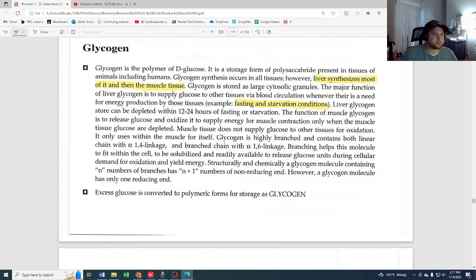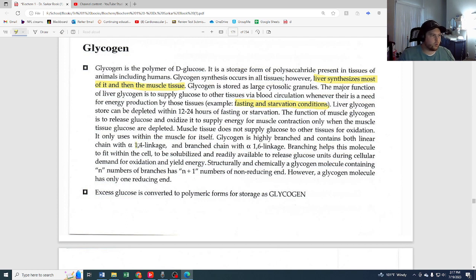Glycogen is highly branched and contains both linear chain with alpha-1,4 linkage and branch chain with alpha-1,6 linkage. The alpha in this case is specifically referring to the structure of where the oxygen and OH, or the hydrogen and the OH groups are within the linkage. Just know, always look for the alpha. That's what we're going to be dealing with. We won't really be talking about beta at all. So remember to keep that in mind, and when you look for answer choices, look for the alpha.